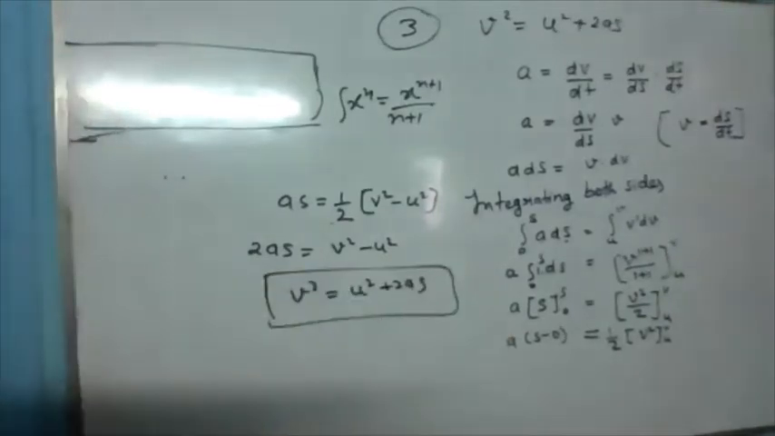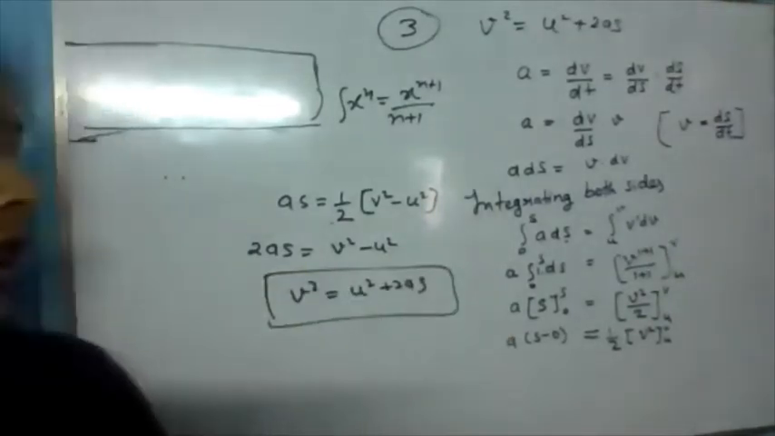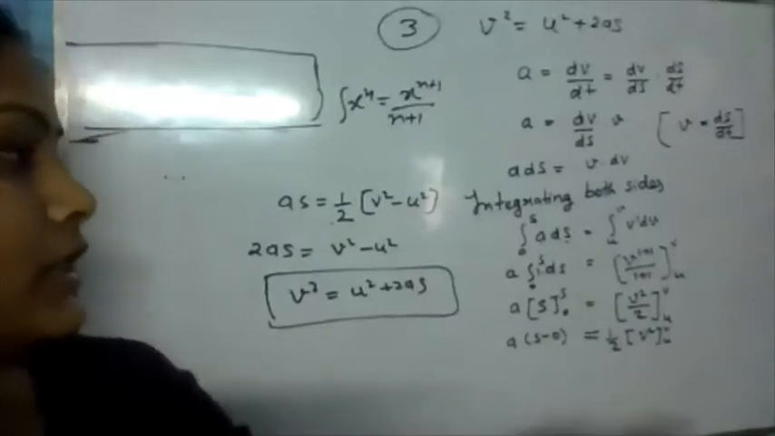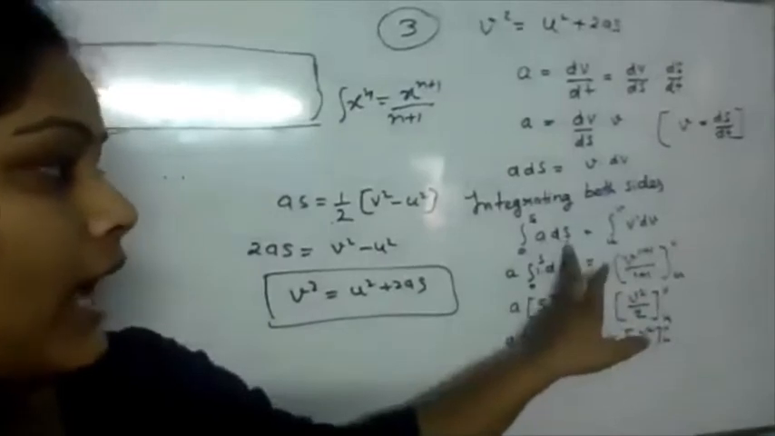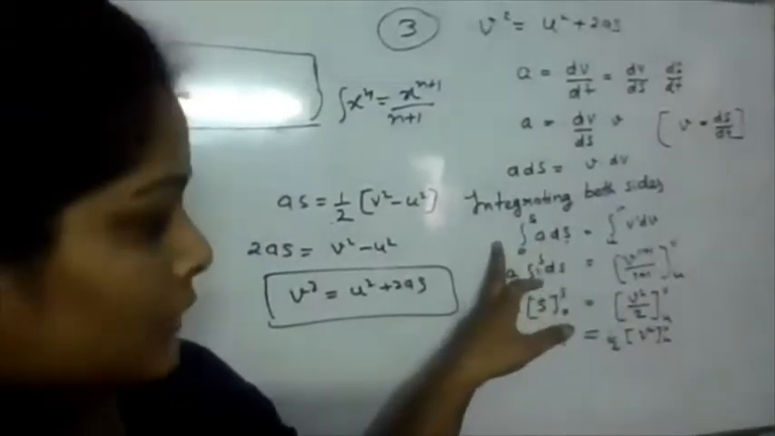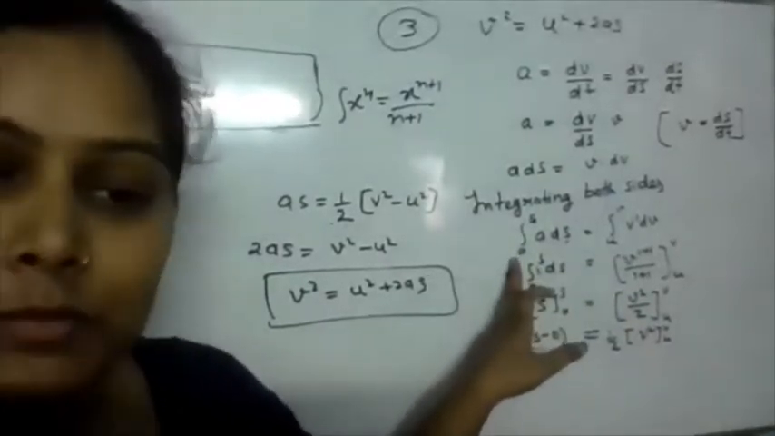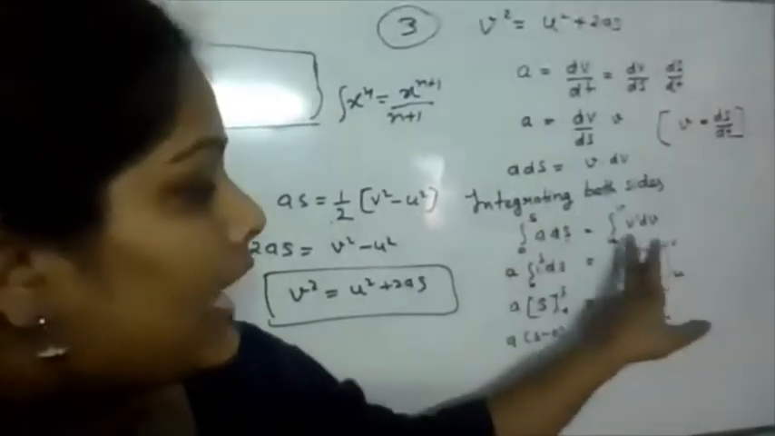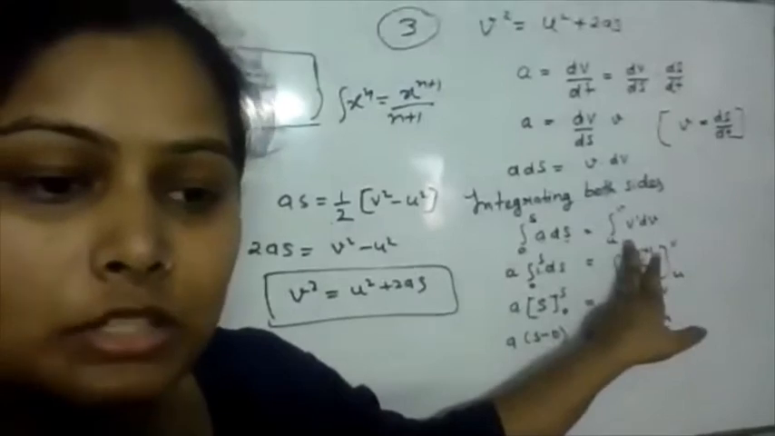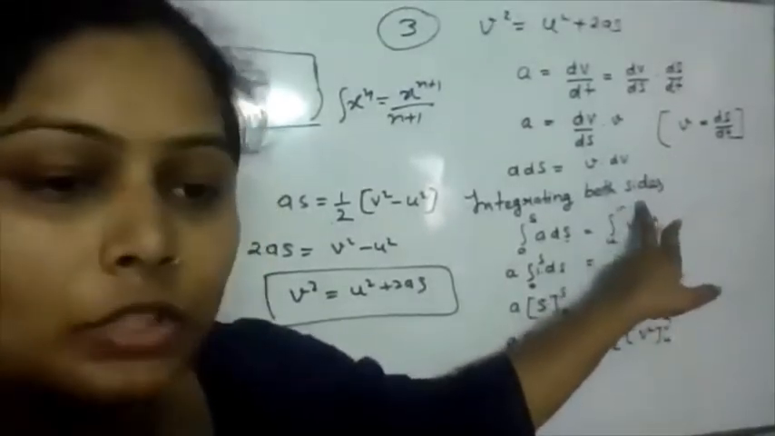This is your third equation. See this equation very carefully. What we are doing is integrating both sides, and here we are applying the limit of displacement. At t equals 0, displacement is 0. After time t, it covers displacement s. At t equals 0, the initial velocity is u. After time t, the final velocity is v.